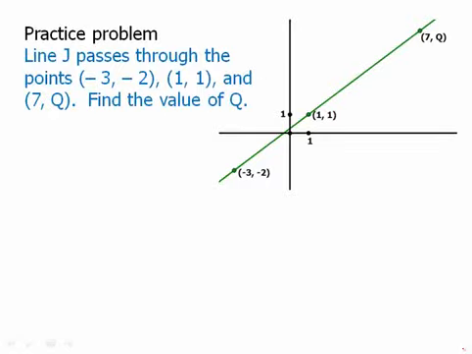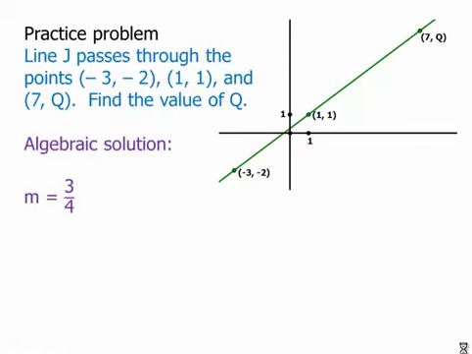Here's a problem. Pause the video and then we'll talk about this. Okay, line J passes through the points (-3, -2), (1, 1), and (7, Q). Find the value of Q. Well, again, we have a couple ways of thinking about this. The first solution I'm going to show is an algebraic solution.